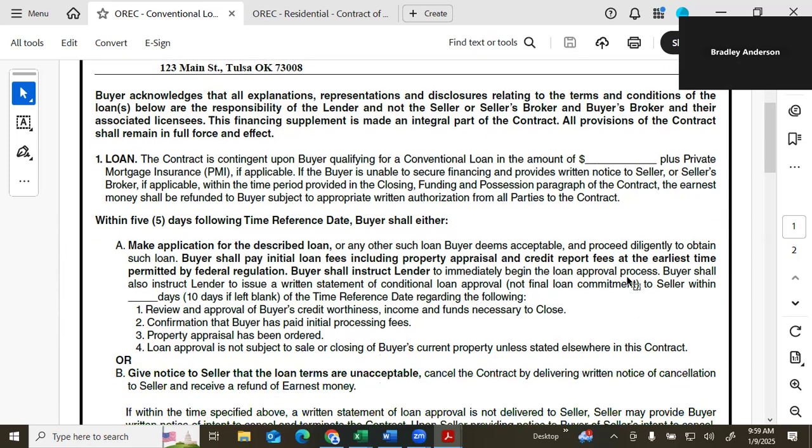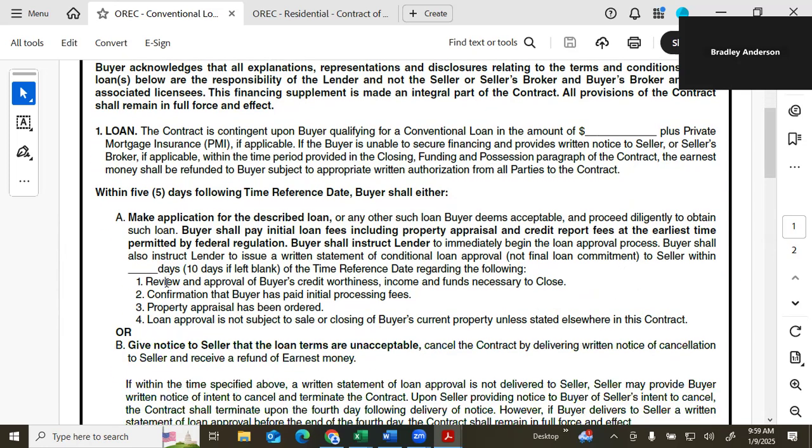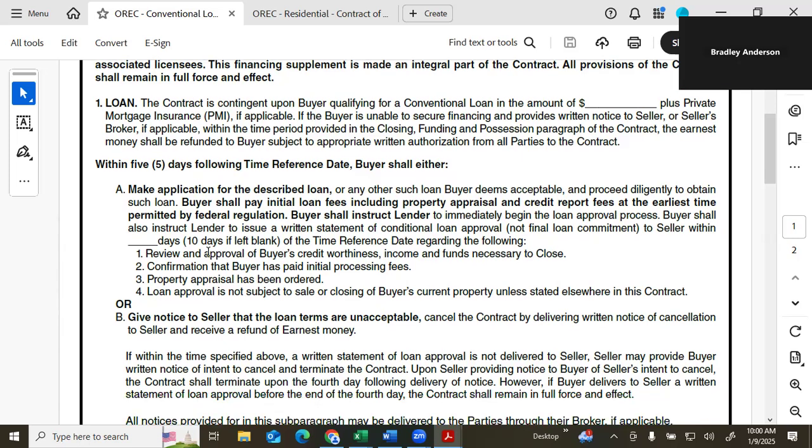But then it says, within 5 days following the time reference date. So remember, the time reference date is not necessarily the date the contract was signed. It was the date that both parties agree to from where that clock starts ticking, that you have to do a whole bunch of other stuff that are time sensitive. Okay. So from 5 days from the time reference date, the buyer shall, and they give you two choices.